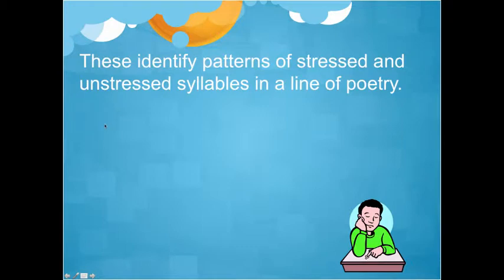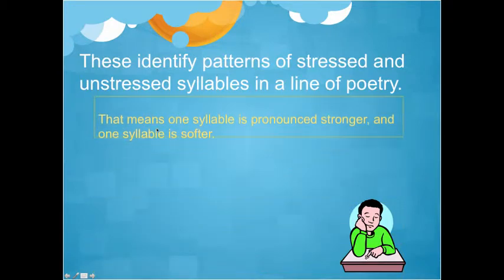These identify patterns of stressed and unstressed syllables in a line of poetry. That means one syllable is pronounced stronger and one syllable is softer. And the U is the symbol for an unstressed syllable, and a line or slash is a symbol for a stressed one. In iambic form, our syllables that are stressed come after an unstressed.